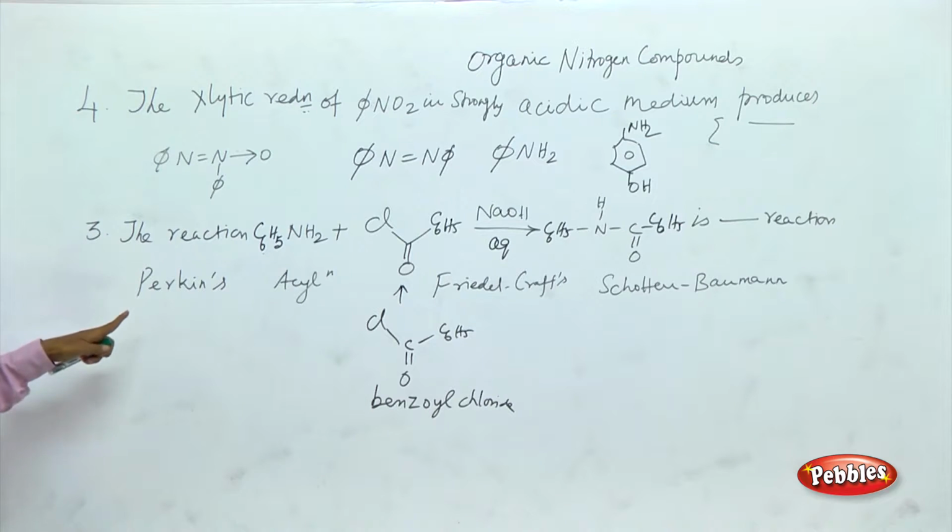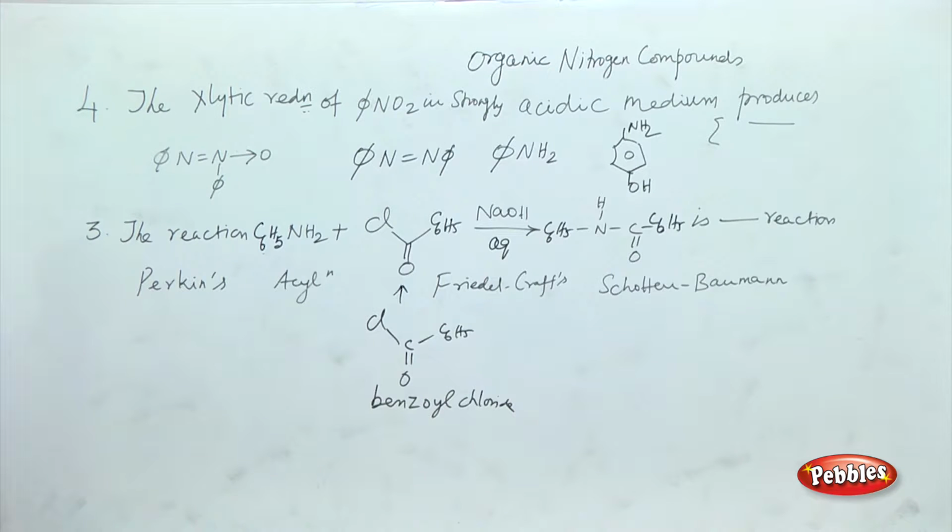What is the type of reaction? Choices are given: it is Perkin reaction, it is acylation reaction, it is Friedel-Crafts reaction, it is Schotten-Baumann reaction. Which is the correct choice? It may appear that everything is correct, but the Perkin reaction is associated with aromatic systems only for aldehydes. So the Perkin reaction is not it.